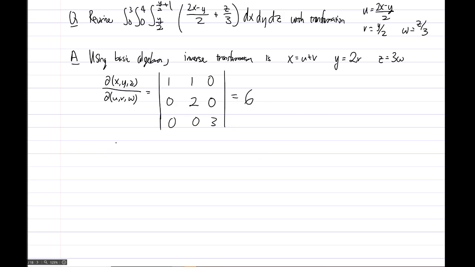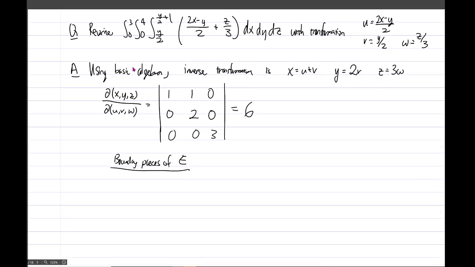Now, the boundary pieces of the region E that we're integrating over, just staring up at this right here, the boundary pieces are, well, there's x equals y over 2. There's x equals y over 2 plus 1. There's, based on the middle integral, y equals 0. There's y equals 4. Based on the outermost integral, there's z equals 0, and there's z is equal to 3. Then, let's see what each of these become. So these 6 equations, what happens to each of them, just by making the replacements.